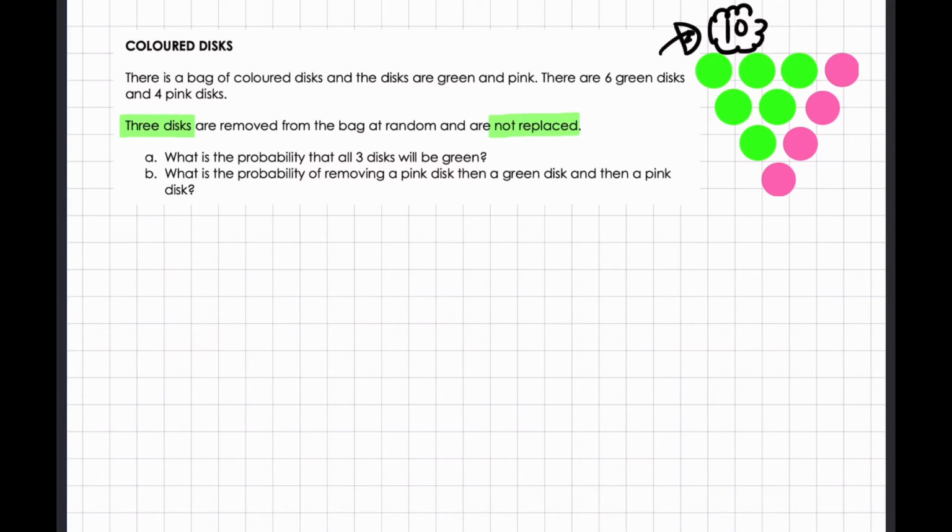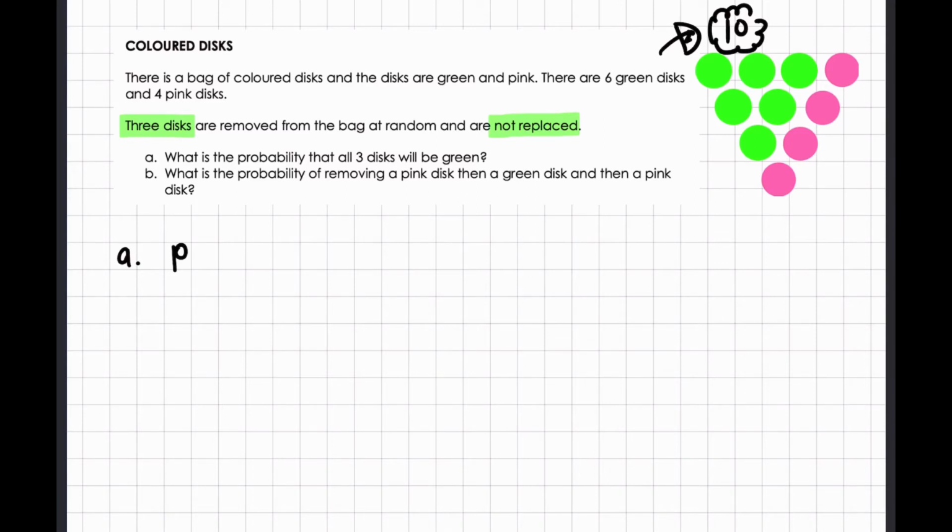On our second draw, we only have 9 discs to choose from. On our third draw, we only have 8 discs to choose from. So question A says, what is the probability that all the discs will be green? We would be able to draw a tree diagram, and if you want to, just jot down your little tree diagram. You'll be able to do your 2 options, green and pink. However, we don't necessarily need to draw out the whole tree diagram in order to do our conditional probability.